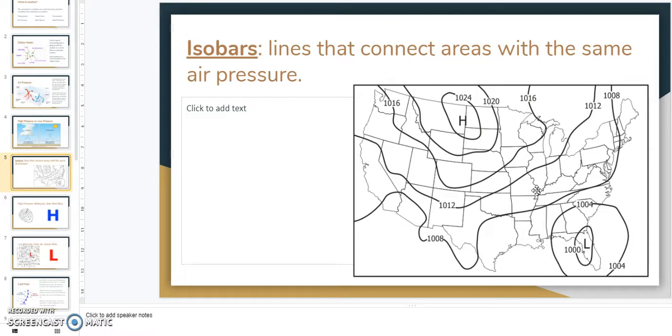Now, you're also going to run into some maps that have other lines that mark temperatures. And you're kind of wondering, how do I tell the difference? Guys, we're not going to have air temperatures of 1016, 1024, 1020, 1008. Those are not reasonable air temperatures. They are reasonable air pressures because your average air pressure if you're standing at sea level is 1013 millibars. So these are all in the range of a typical air pressure.